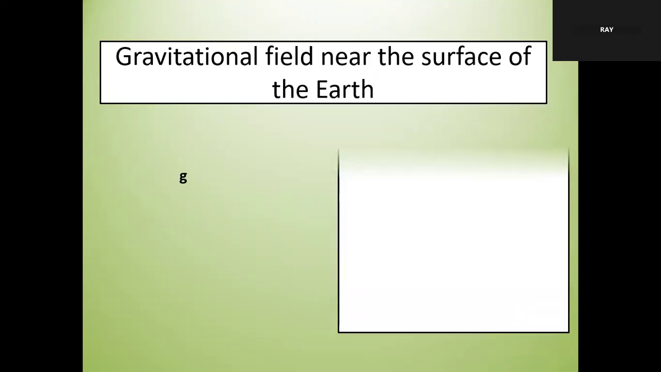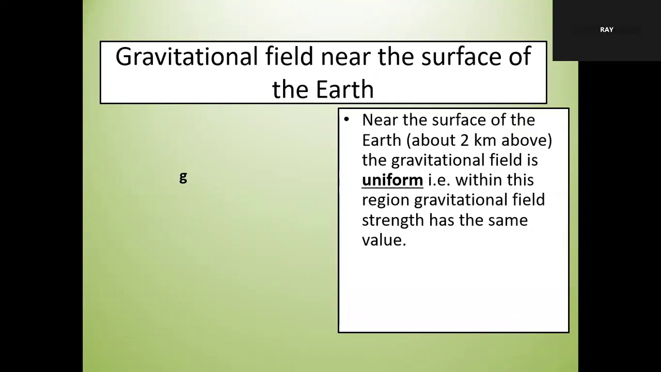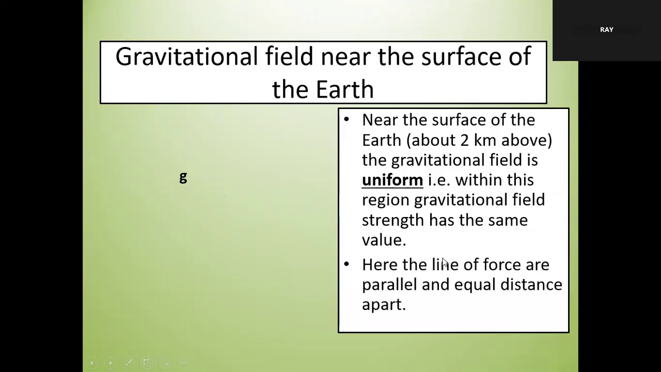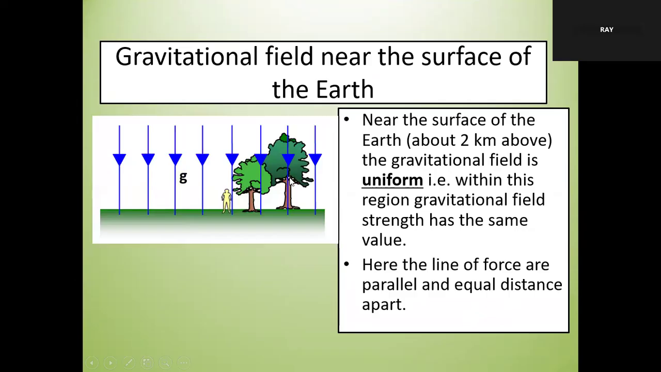Gravitational field near the surface of the Earth. Near the surface of the Earth, about 2 kilometers above, the gravitational field is uniform. That means the lines are parallel. Within that region, the gravitational field has the same value, always pointing towards the surface. Here, the lines of force are parallel and an equal distance apart. That's all: equal distance, parallel. That shows you it is uniform.